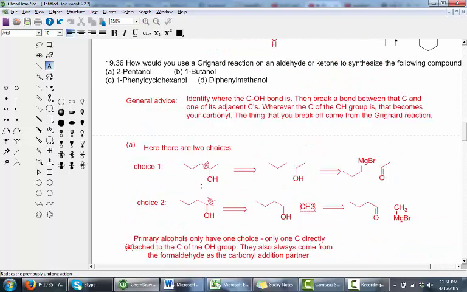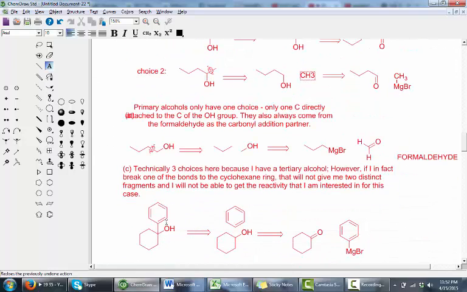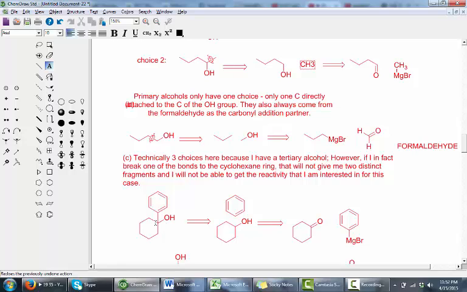Now, let's look at C. C asks for 1-phenylcyclohexanol. When I try to figure out what that structure is, I first draw cyclohexanol, so that's this compound. Then when it says it's 1-phenyl, that means I have a phenyl or benzene ring directly attached to that same carbon.